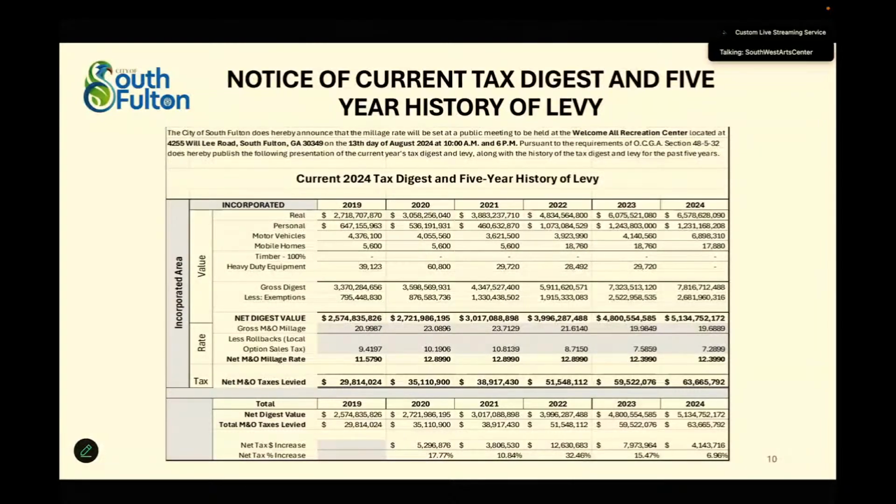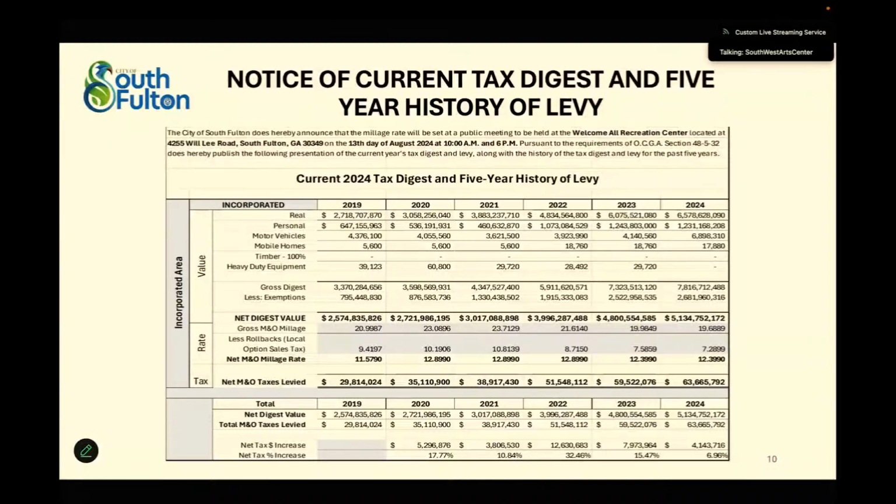Our total digest before exemptions is $7.8 billion. After $2.6 billion in exemptions, the remainder is $5.1 billion. If you drop down to the net M&O tax levied amount, it's $63,665,792, and that again is the total value, including our maintenance and operation and sales tax reduction.